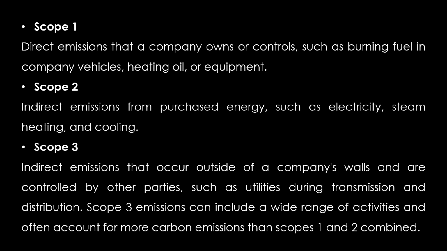or equipment. Then Scope 2 emission. Scope 2 emissions are indirect emissions from purchased energy, such as electricity, steam, heating and cooling. Scope 3, that is happening outside the company. Let's see this. Indirect emissions that occur outside of a company wall and are controlled by other parties, such as utilities doing transmission and distribution.